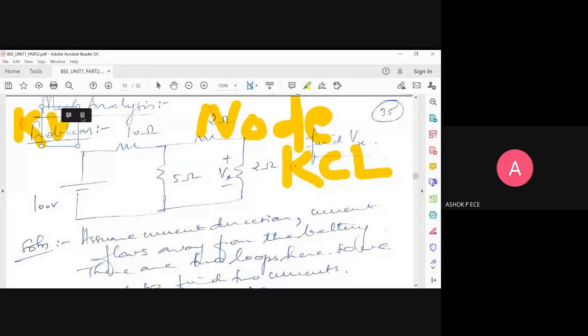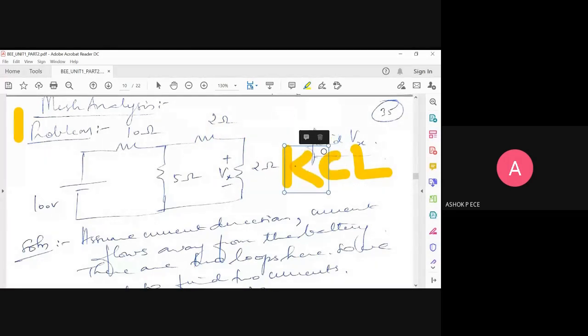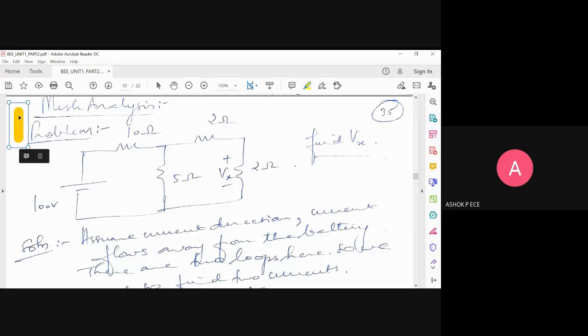Okay, so we are going to take a simple problem. I'm going to apply KVL, using mesh analysis, and see what is the answer I'm going to get. It's the same problem. If I use KCL, I will be getting the same answer. So we are going to see how we are going to get that. I hope you're all able to see the diagram on the screen.